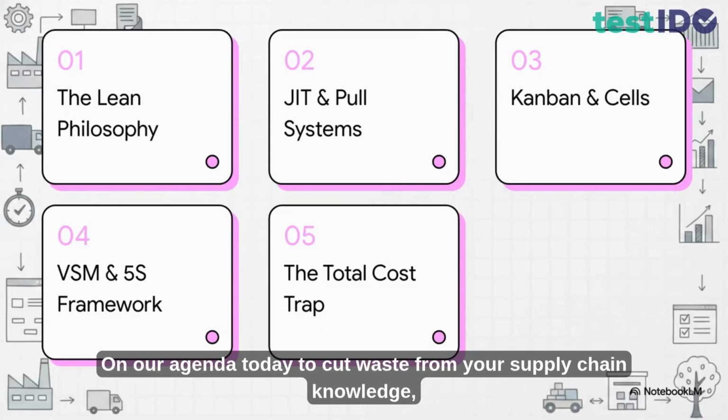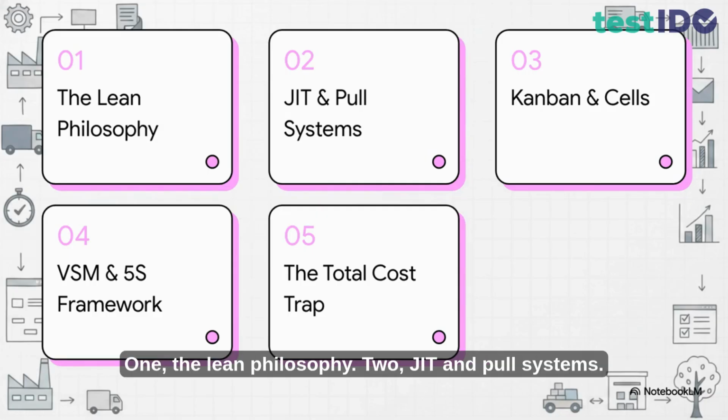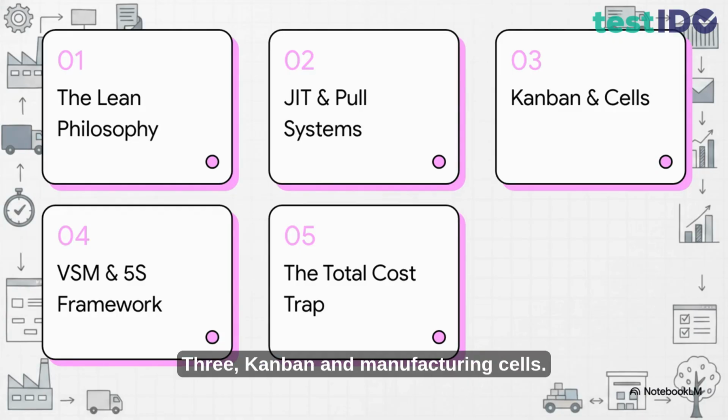On our agenda today to cut waste from your supply chain knowledge, we've got 5 key things. 1. The lean philosophy. 2. JIT and pull systems. 3. Kanban and manufacturing cells. 4. Value stream mapping and the 5S framework. And finally, number 5. The total cost trap.